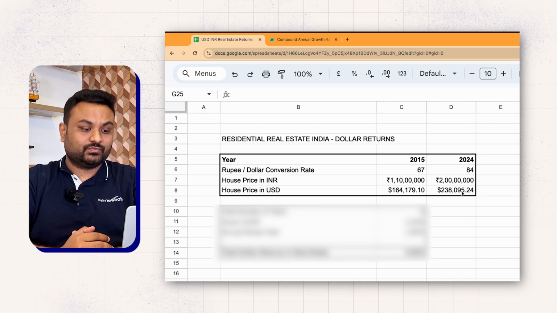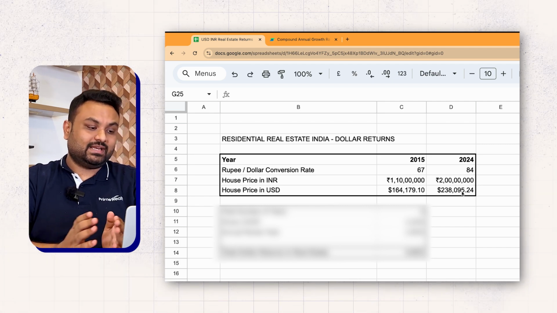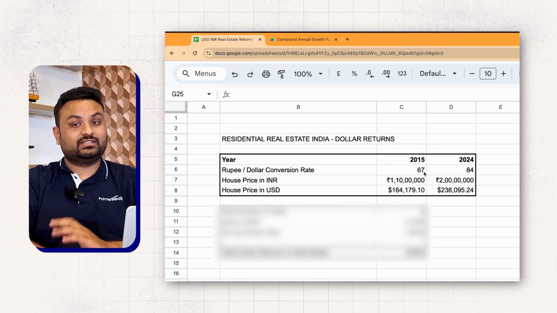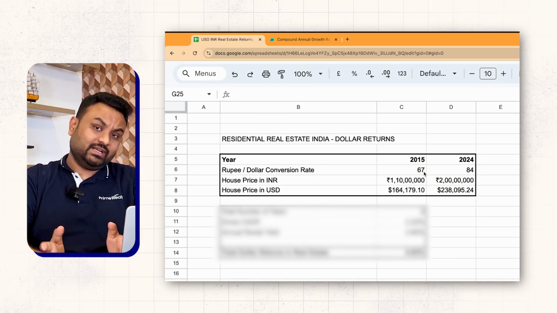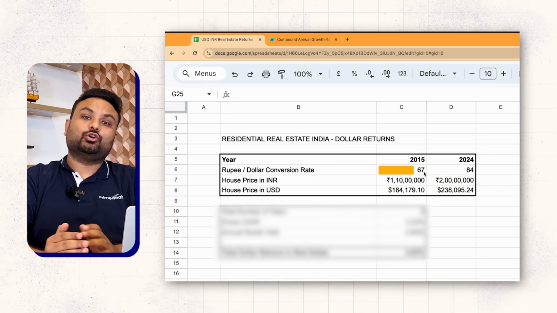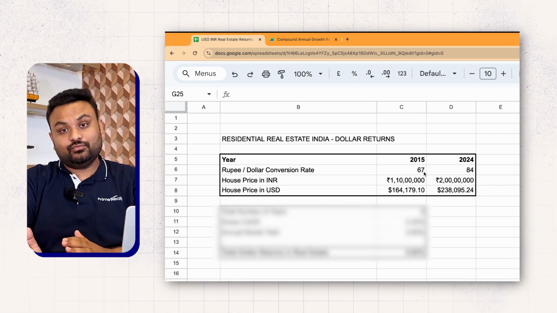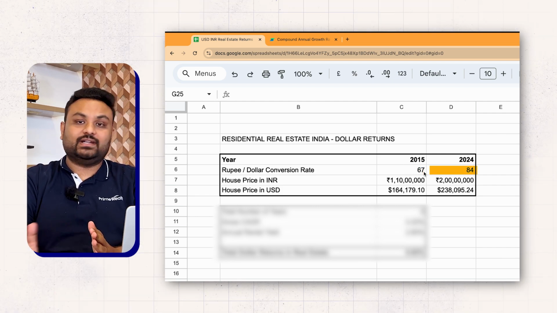Let's find out. In 2015, when he was planning to invest in property, the dollar rate at that time was 67. Sorry, I forgot to mention that the client is a US based NRI. That is the reason I am taking USD for my calculations. So in 2015, when he bought the property, the dollar to INR rate was 67 rupees, and now in 2024, that rate has increased to 84.